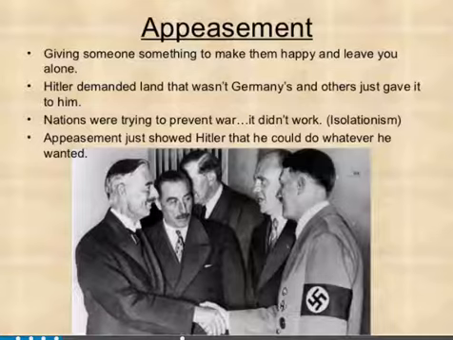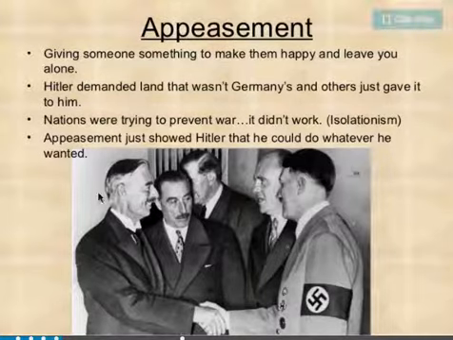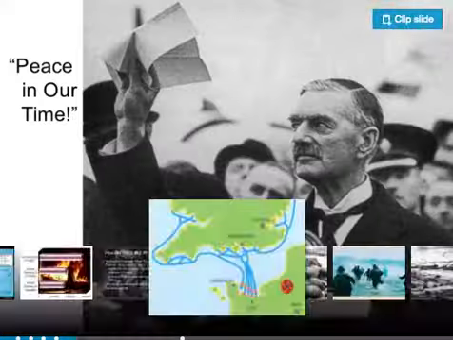Appeasement is giving someone something to make them happy and leave you alone. Hitler demanded land that wasn't Germany's, and others just gave it to him. Nations were trying to prevent war. It did not work. Isolationism and appeasement just showed Hitler they could do whatever he wanted. Basically, Hitler took over Germany for that.